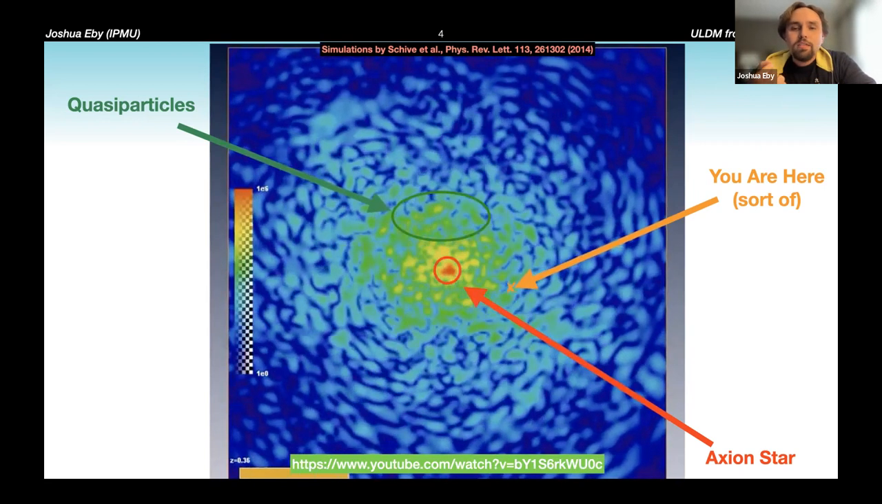Second important object to point out is this high density blob in the center of the galaxy. This is what's called an axion star or a boson star. Again, I'm using these terms interchangeably today. But this is basically the ground state of the ultralight dark matter field. And I'll talk about that a little bit more later.